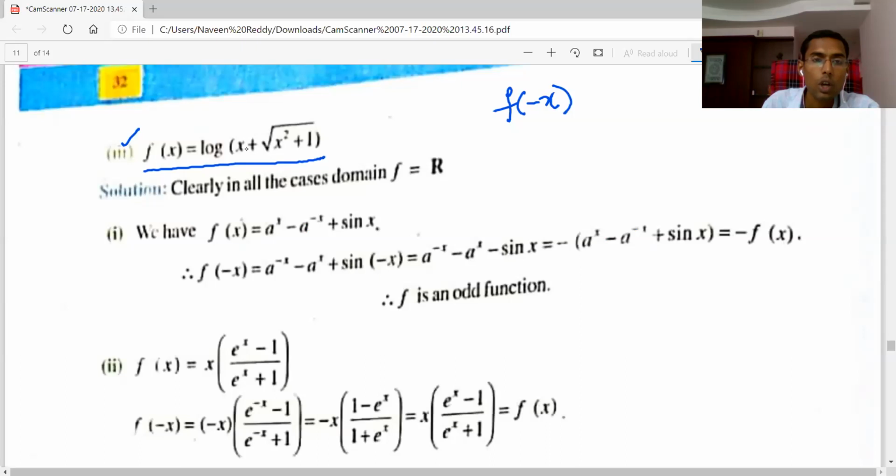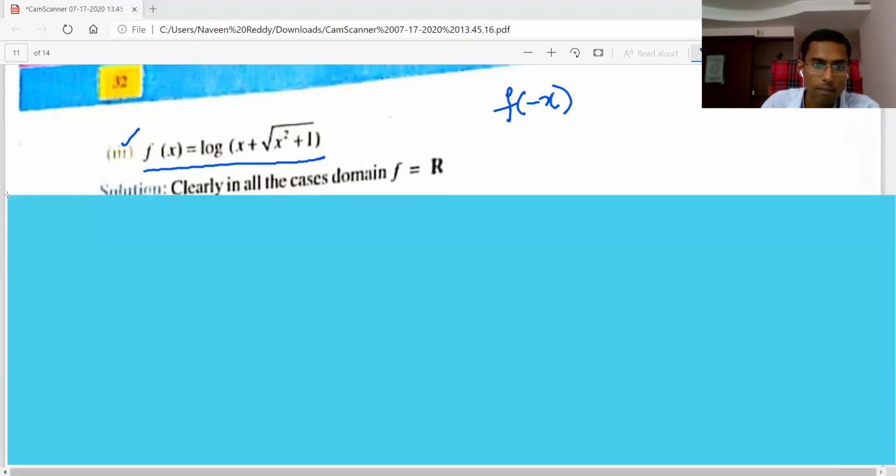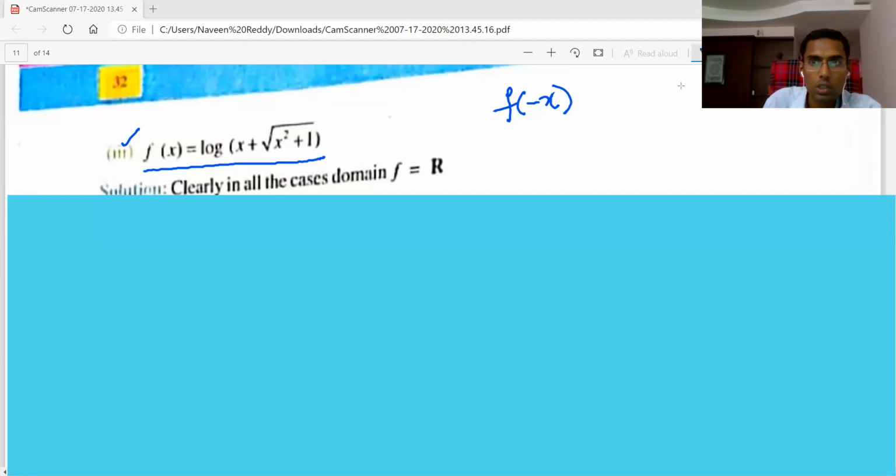We have to use the logarithm formula. So the third question I will tell you. This third question is there. Third question we'll discuss. All right, what is the third question? The third question is like this.